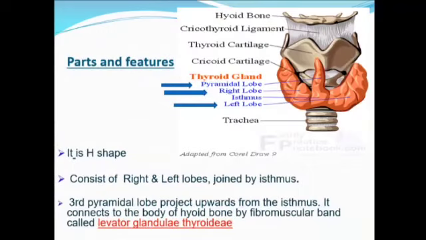Now the parts and the features of the thyroid gland. In the diagram you can see the thyroid gland, it is H shaped. It consists of right and left lobes. The isthmus joins the right and the left lobe. In the diagram you can see the third, pyramidal lobe, which is projecting upward from the isthmus, and it connects to the body of the hyoid bone by a fibromuscular band called levator glandulae thyroideae.